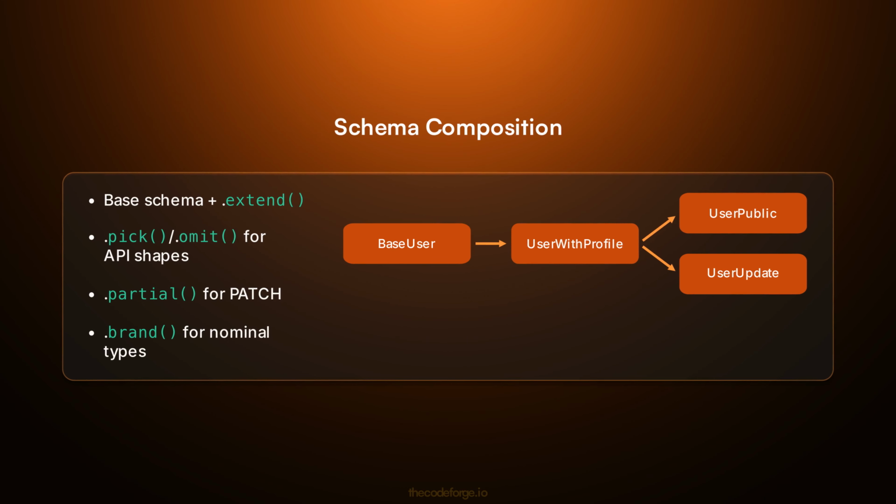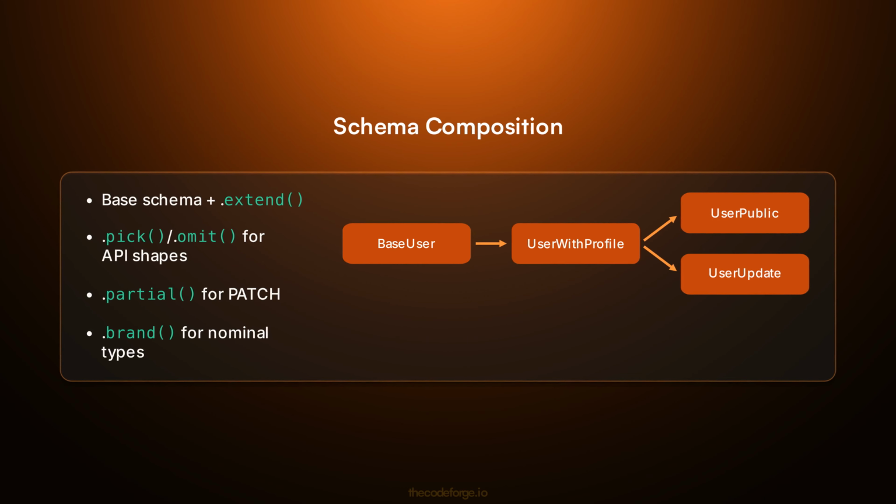Production codebases have hundreds of schemas. Define base schemas once and compose with extend, pick, omit, and partial. Zod 4 adds brand for nominal types, preventing ID mixing.